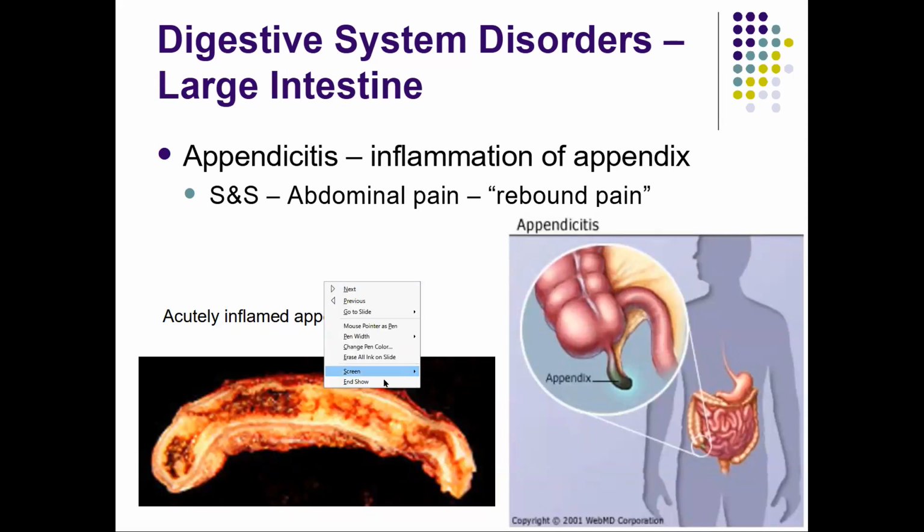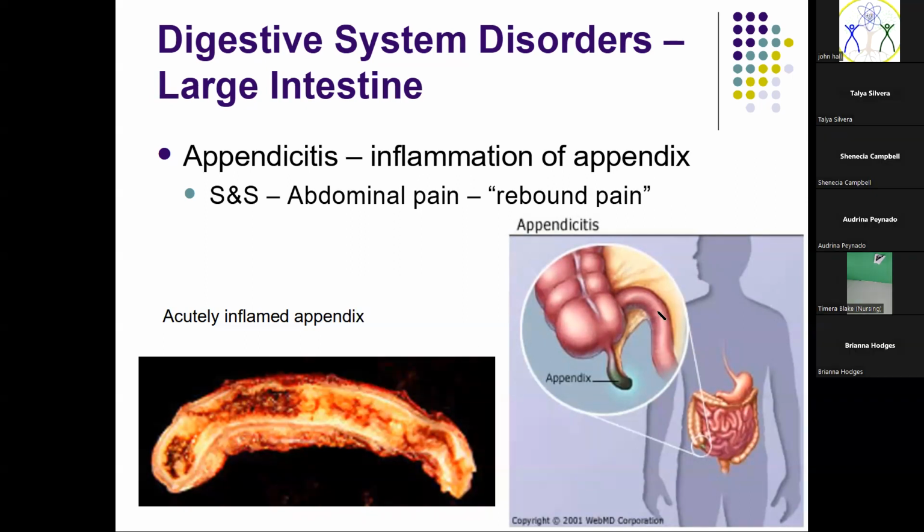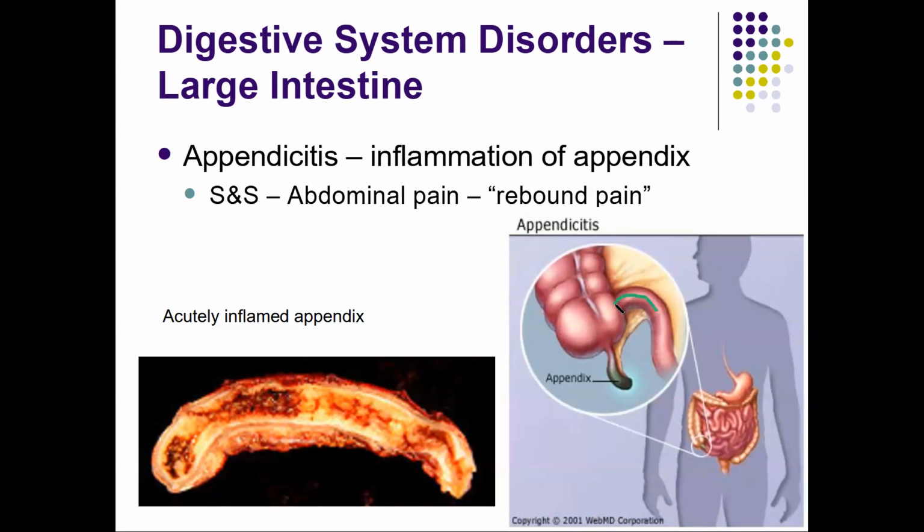So what is happening here now is feces from the ileum move through the valve into the cecum. Okay. Then they're supposed to go up the cecum and continue. But sometimes the feces gets pushed down into the appendix. And it contains bacteria. And this bacteria can start to proliferate within the little passage in the appendix.